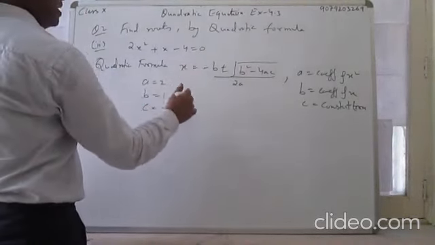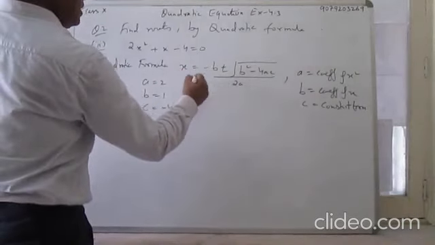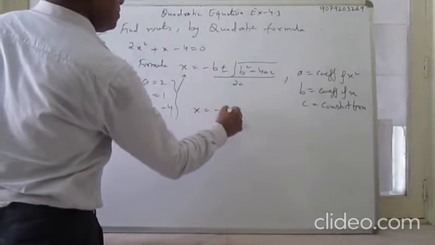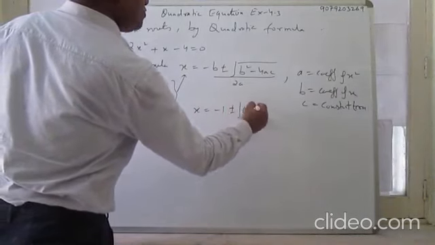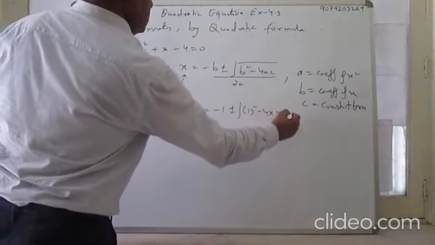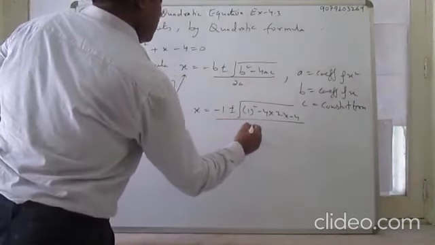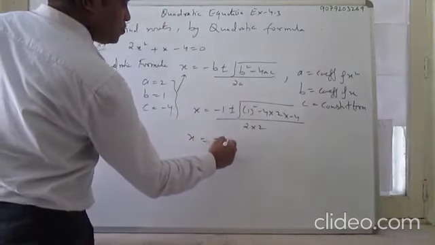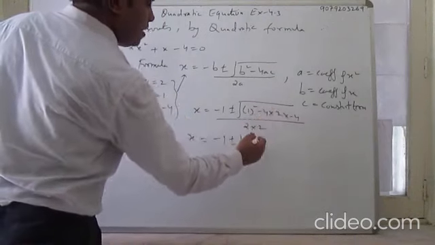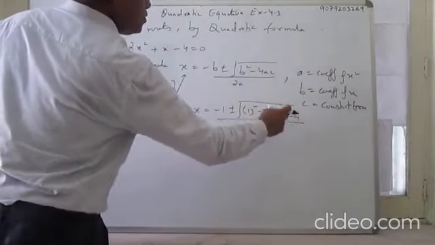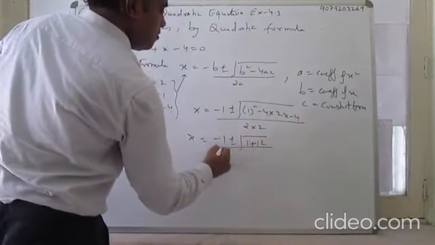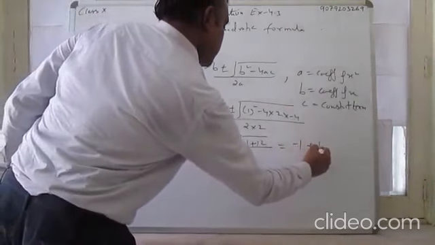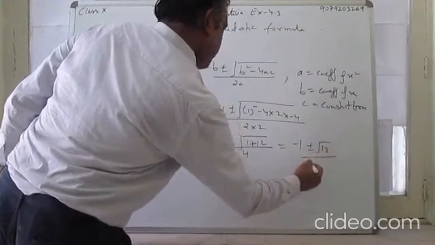Put it here. What will you put in place of b? Put it in. x is equal to minus 1 plus minus under root 1 square minus 4 into 2 into minus 4 upon 2 into 2. Putting all the values, now simplify it. Minus 1 plus minus 1, minus minus becomes plus. So 4 into 8, 8 plus 1, upon 4. So it is minus 1 plus minus root 33 upon 4.